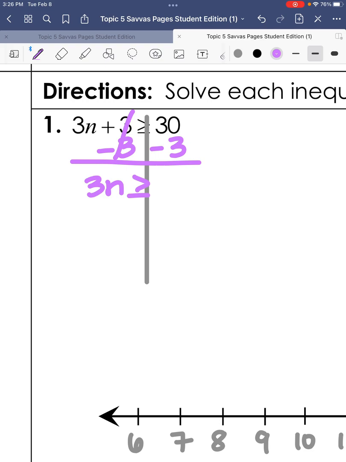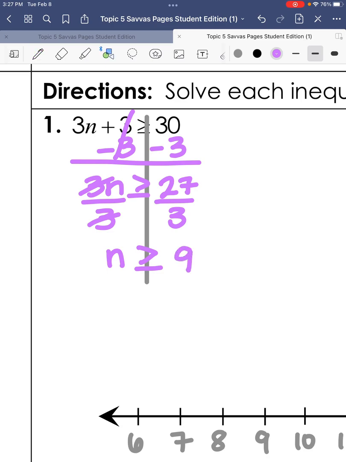Now, 30 minus 3 is 27. Now, I'm still trying to get this n by itself, and it's connected to that 3 through multiplication. So I undo that with division. So I'm dividing by 3 on both sides. Does my sign need to flip? No, it does not need to flip because I'm dividing by a positive 3, so it's going to stay greater than or equal to. On the side with the n, my 3's cancel out. N comes down, it's by itself. 27 divided by 3 on the other side is 9. So n is greater than or equal to 9 is my solution.